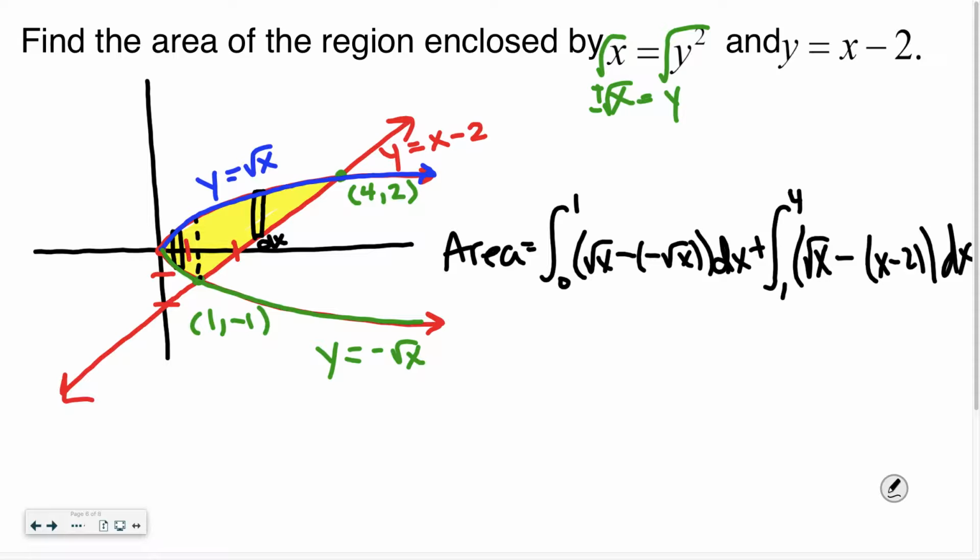One more time, how did you decide where the switch was? So right here, our bottom function switches. If I go from left to right, here the green function's on bottom, and then at this intersection point, the red function becomes the bottom. Like if I draw a bunch of rectangles, I would stop at the green, but after this coordinate, I stop at the red. Those are two different functions.